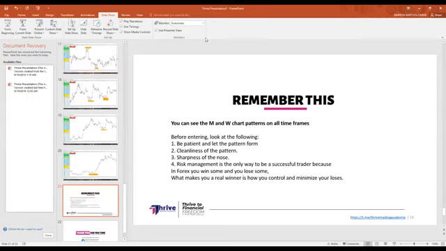Guys, remember this. You can see the M and W pattern on all time frames. Before entering, look at the following. Be patient and let the pattern form. Don't force it. It is better to be outside a trade waiting or dying to get in than to be inside a trade dying to get out, because being outside costs you nothing, but being in there, not only are you fighting for your dear life, you're fighting to save your money from being blown or lost. So let's understand and be patient.